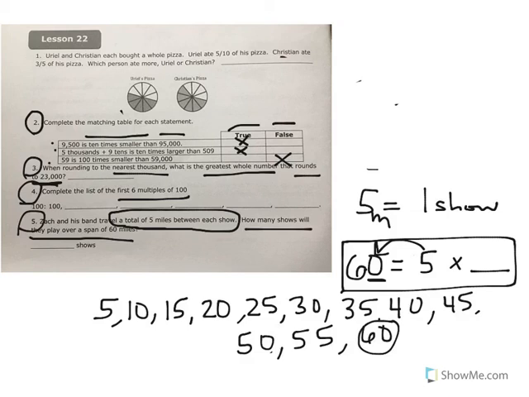So when I get to 60, I'm going to stop because that's the magic number. Now I'm going to count how many times I skip counted, and that's going to be my mystery number. 1, 2, 3, 4, 5, 6, 7, 8, 9, 10, 11, 12. So they were able to do 12 shows because 5 times 12 is 60, and we proved that with skip counting. So 12 is the answer to number 5.